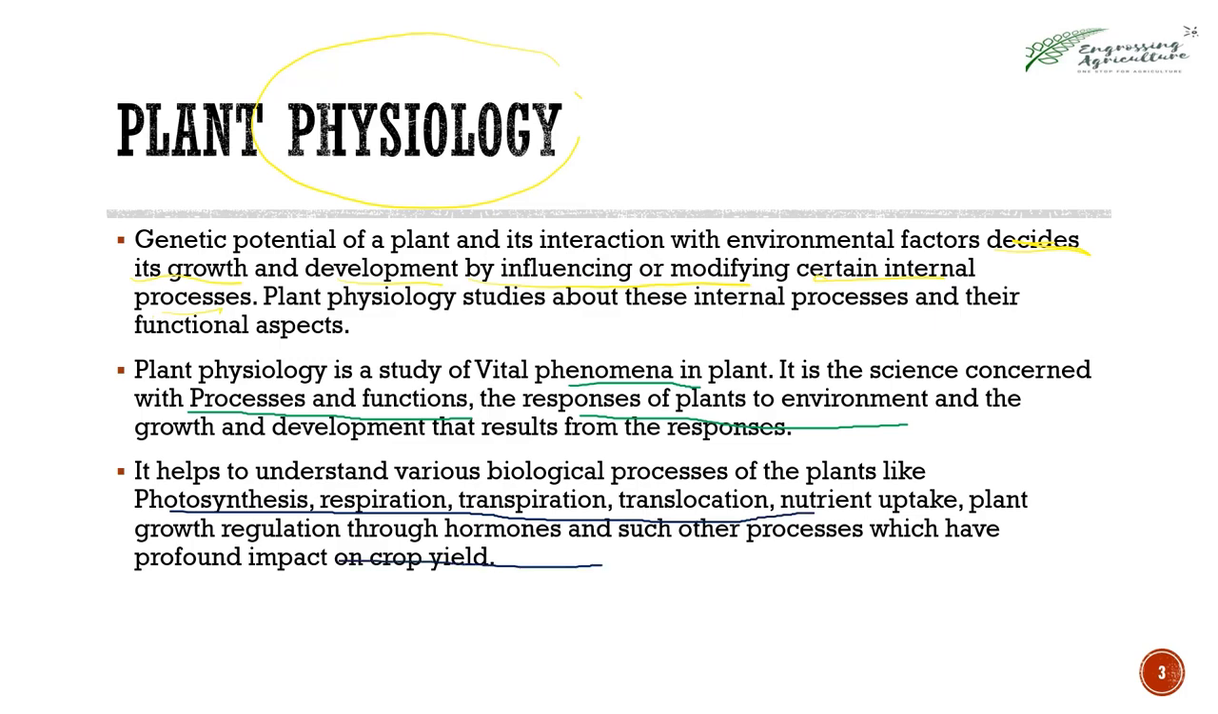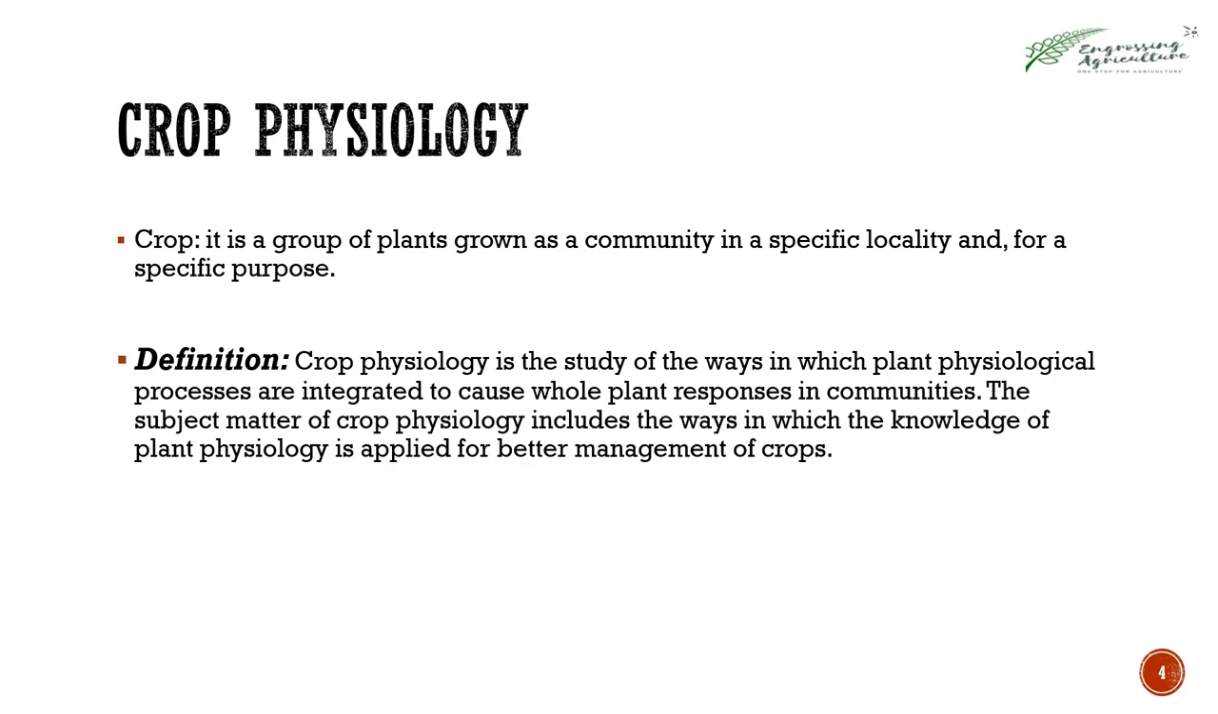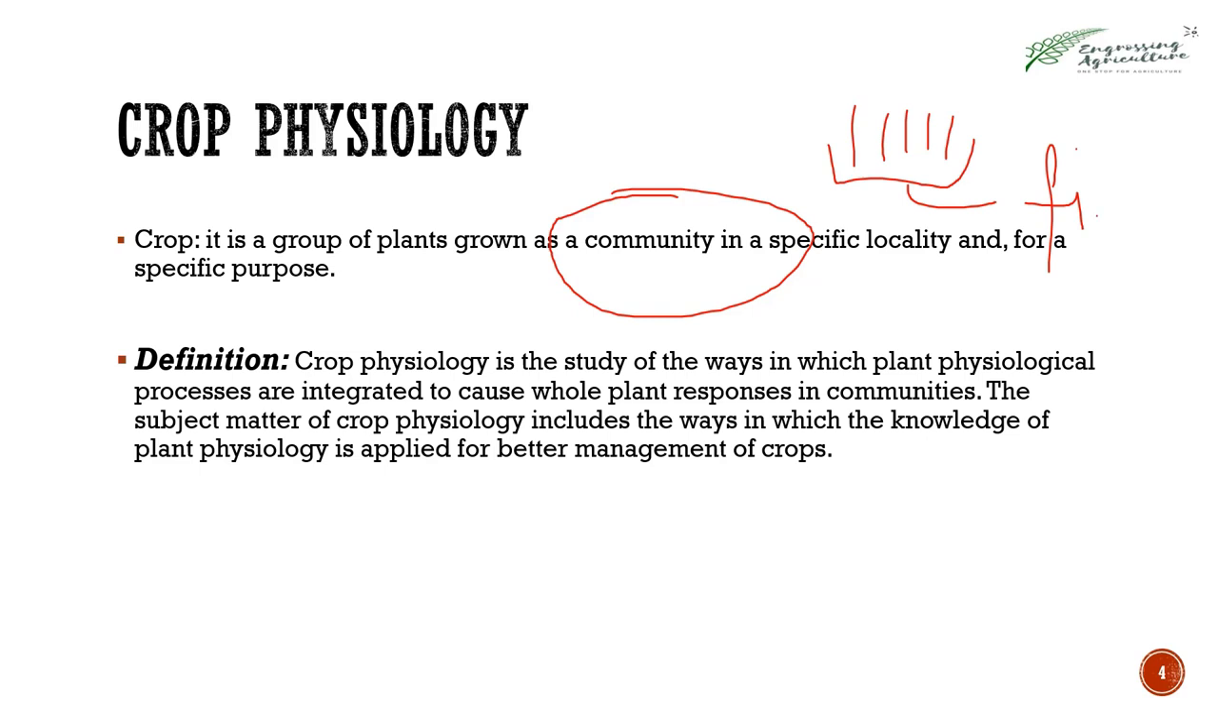Next we will have crop physiology. To understand crop physiology, we must understand what is crop. It is a group of plants grown as a community. I hope you can get the meaning of community here. That means not a single plant is grown, multiple plants are grown at a single time and in a single locality. The locality is called field.